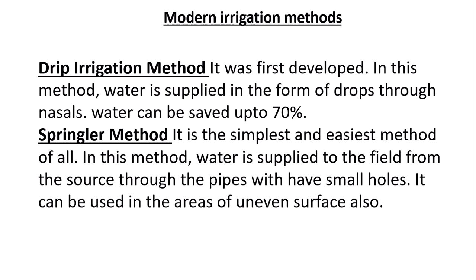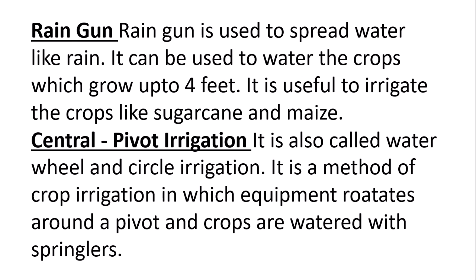And then sprinkler method. In this method water is supplied to the field from the source through pipes which have some small holes, through which it irrigates. Next, a rain gun. It's used to spread water like rain, and it can be used to water crops which grow up to 4 feet. And the next is center pivot irrigation. It is a method of crop irrigation in which equipment rotates around the pivot and the crops are watered with sprinklers.